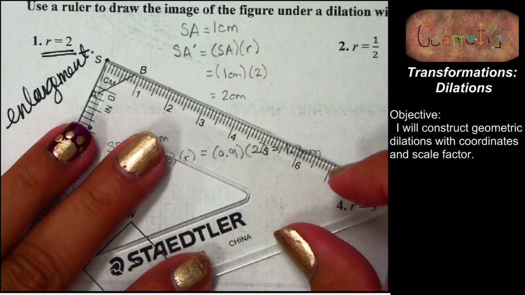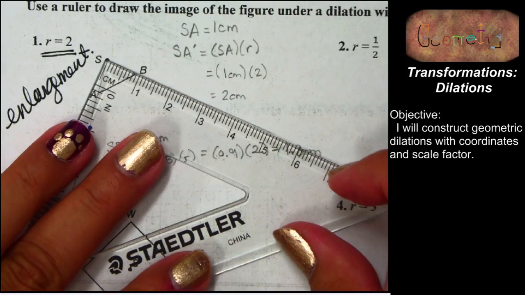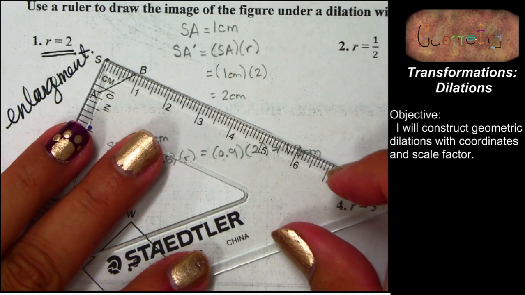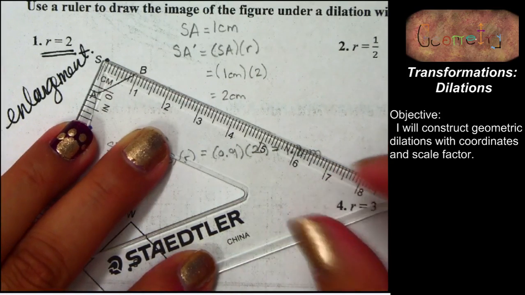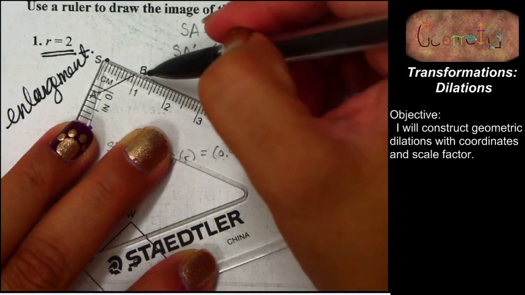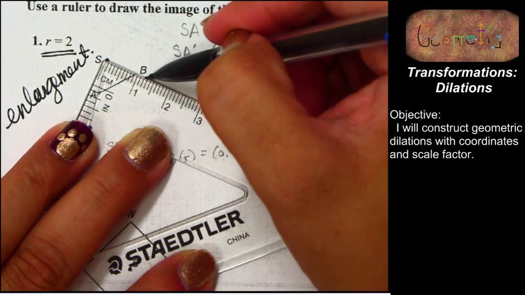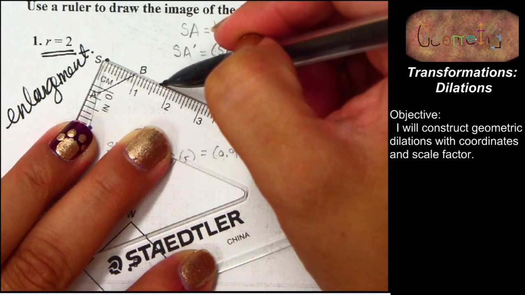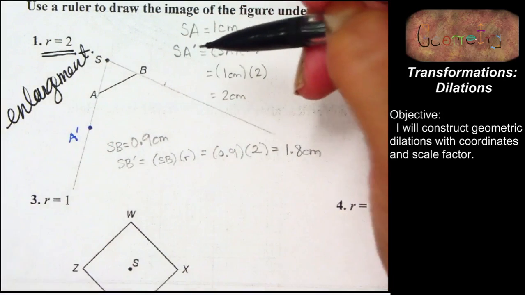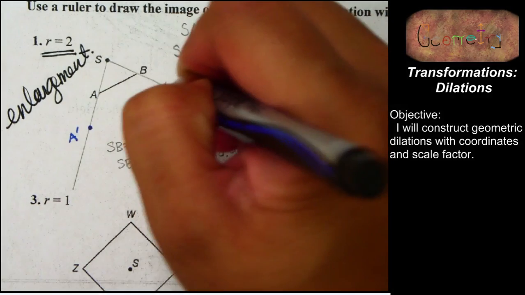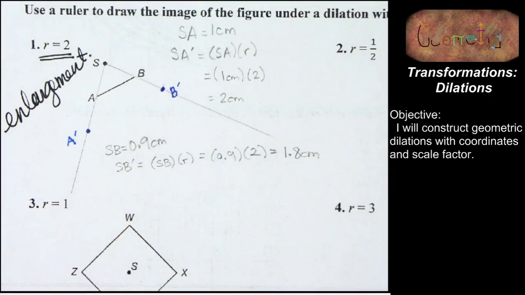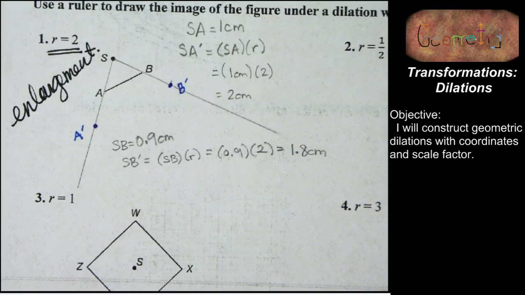Okay, setting up my ruler again. Once more, making sure that the 0 is on the center of dilation and the edge of my ruler is along the line that I drew earlier. I'm going to mark out 1.8 centimeters. So there's 1, 5, 6, 7, 8. There's 1.8 centimeters. And notice I'm just doing my dilations in a different color, just so that you can see the difference between the two of them. You don't have to do it in different colors, you're more than welcome to.